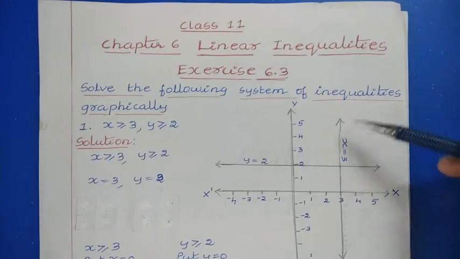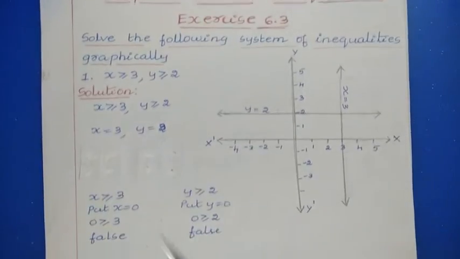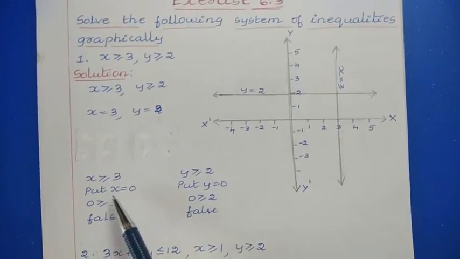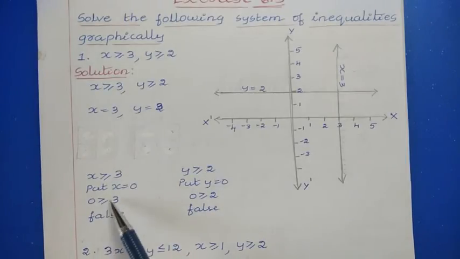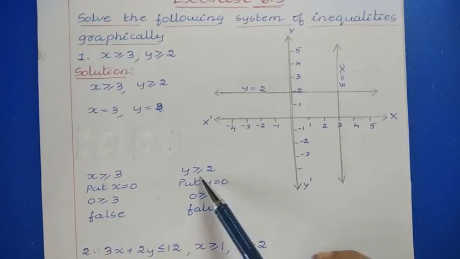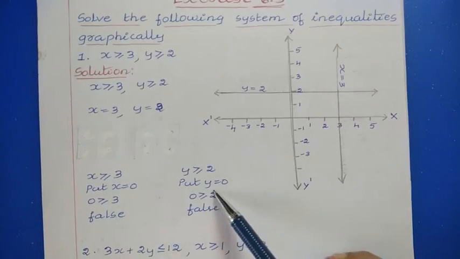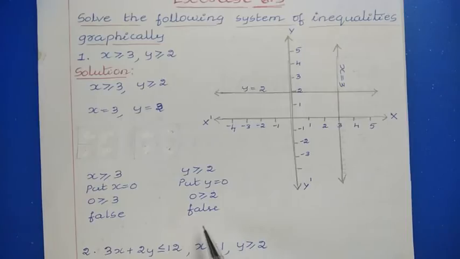Next, we need to find the shaded area for each line. See, first let us take the first inequality, x greater than or equal to 3. Now in this case, if I put x equal to 0, so 0 greater than or equal to 3. 0 greater than or equal to 3 is a false inequality. In the same way, if I put y is equal to 0, 0 greater than or equal to 2, this is also a false inequality. In both the cases, we got false.